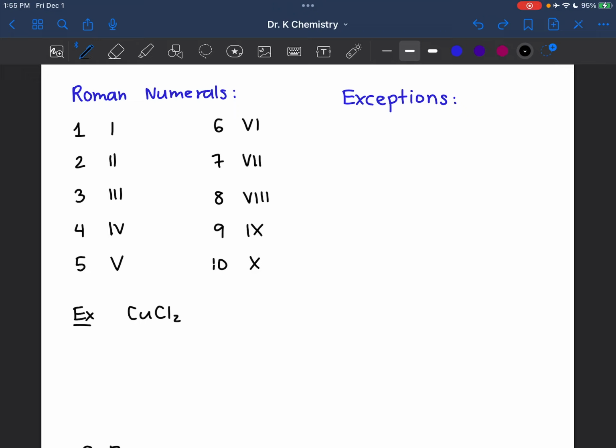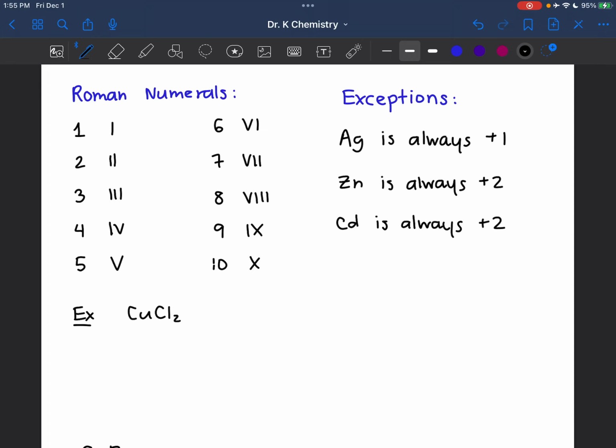There are 3 transition metals that are the exception to the rule, and that is that silver is always a charge of +1. Zinc is always a charge of +2, and cadmium also always has a charge of +2. So with these three, we actually don't need to indicate the charge because the charge doesn't vary. For everything else, you want to include the Roman numerals in the name.